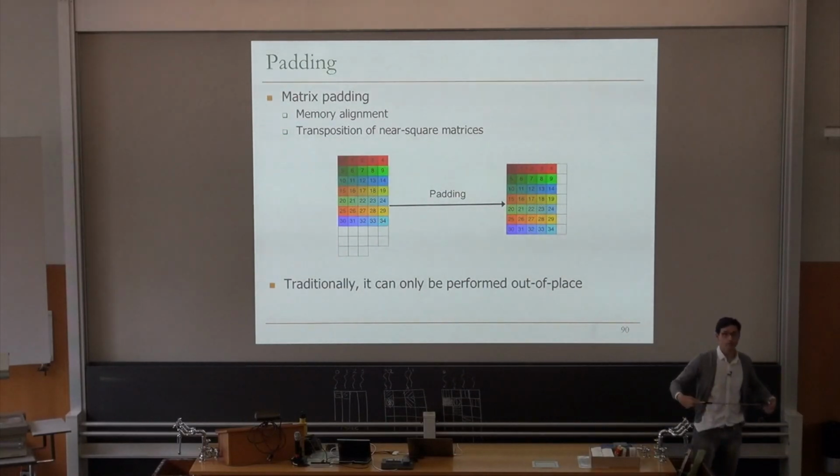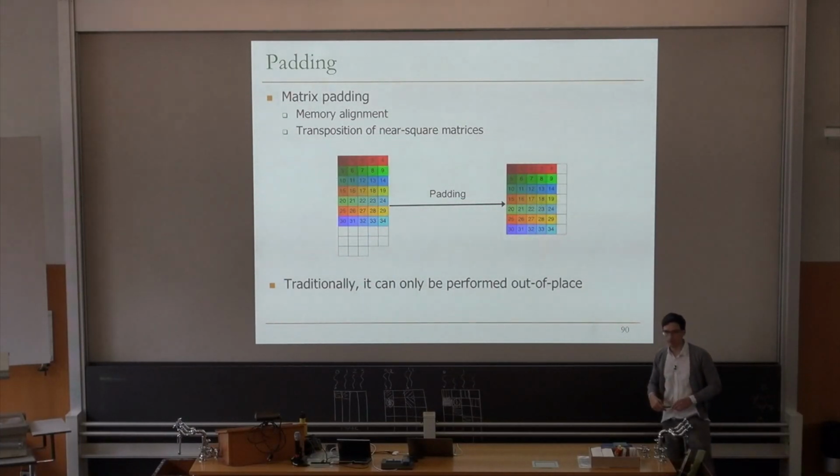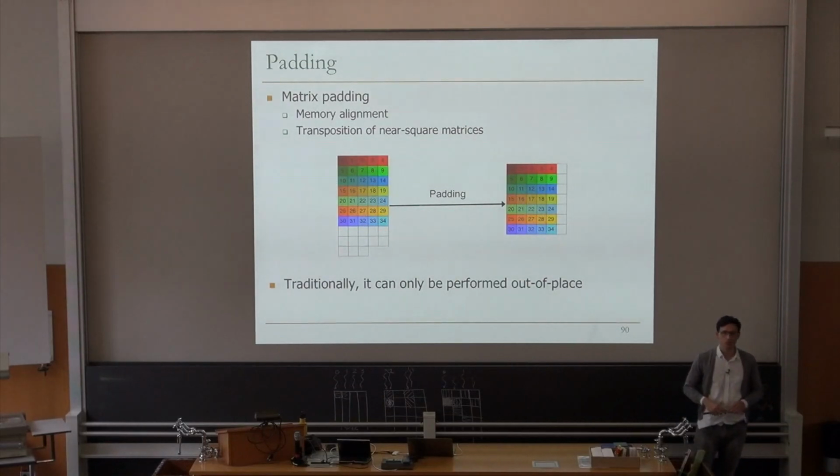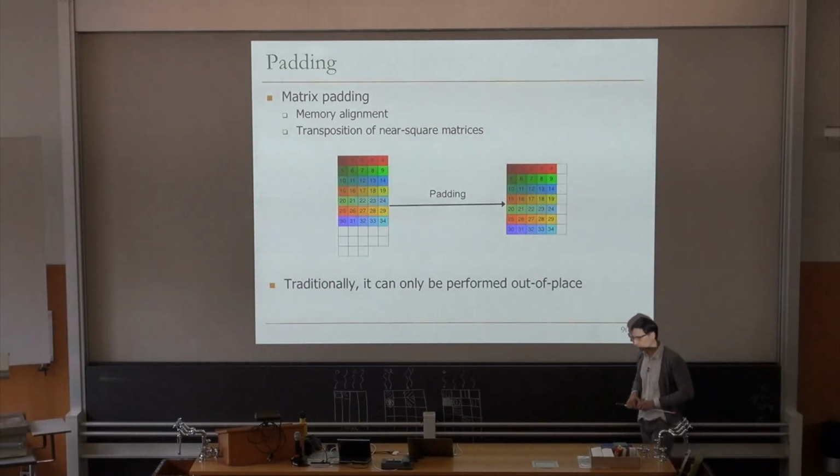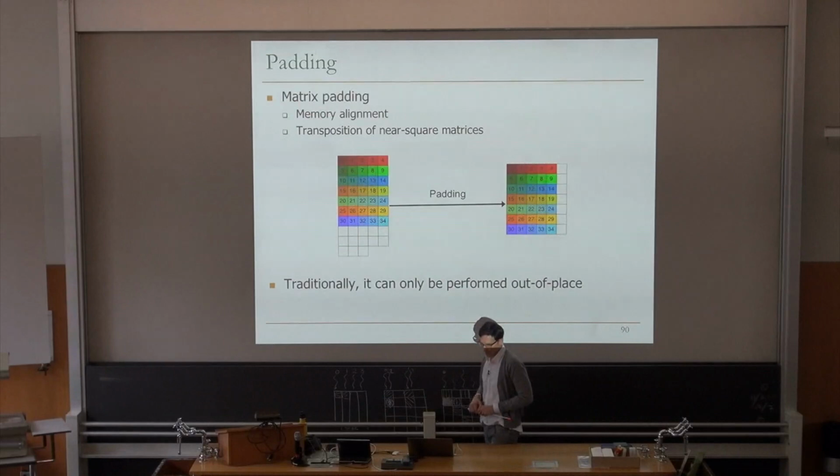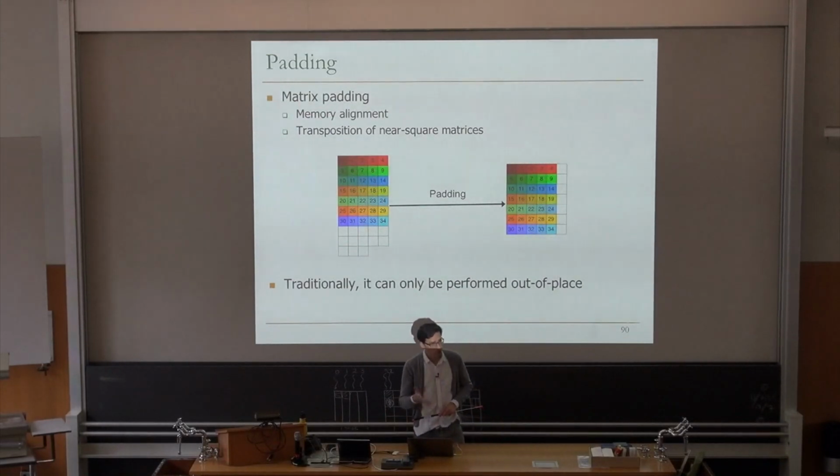And doing it in place is actually desirable in, for example, GPUs, where the device memory is not that large, right? We were talking about 32 gigabytes in current GPUs, so it's not that large. So if we want to do an in-place matrix transposition, we will need quite a complex algorithm to do that.